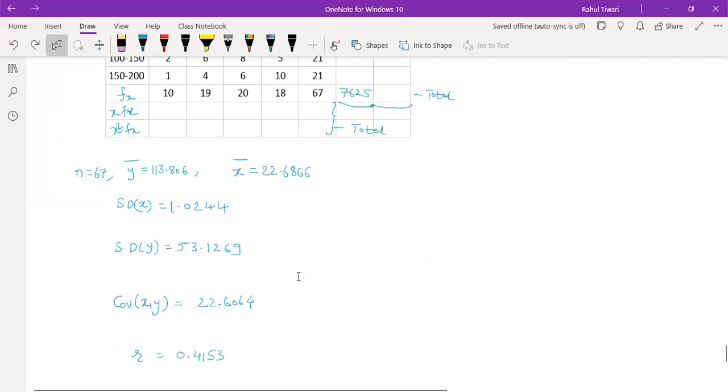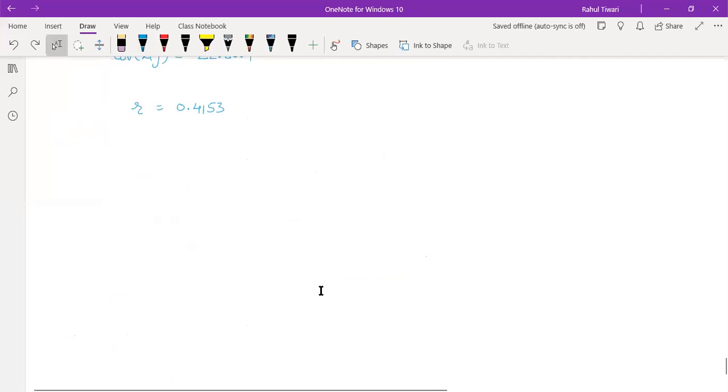So this is one example. Another example you can solve using this practical problem. Let's go to the next part, which is called Spearman rank correlation.